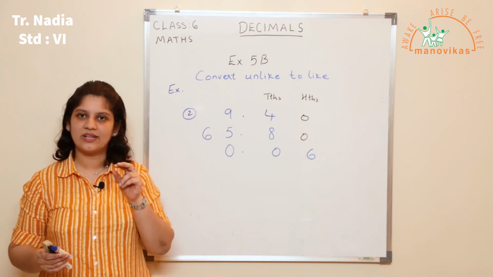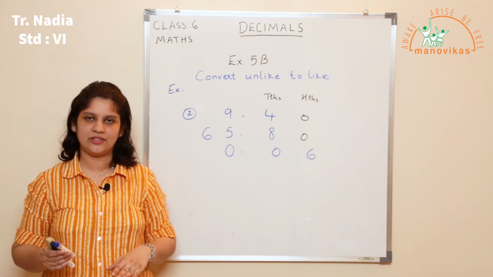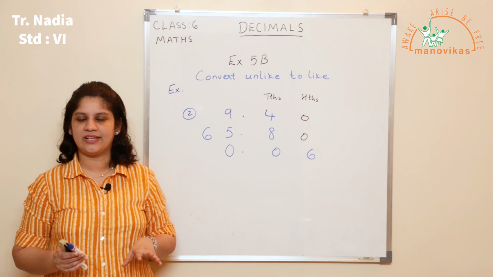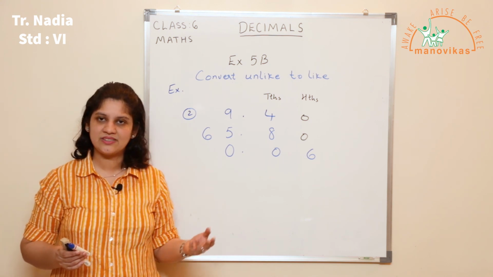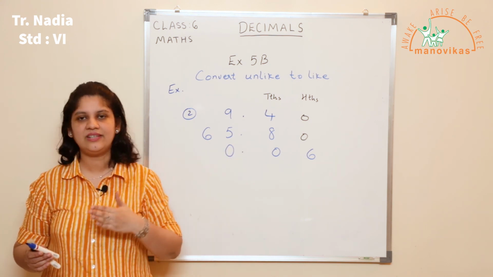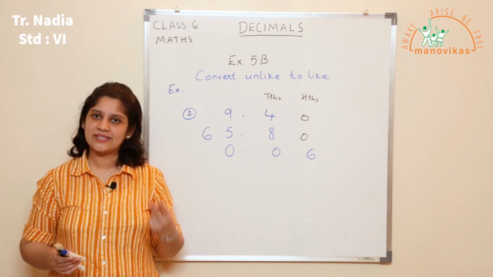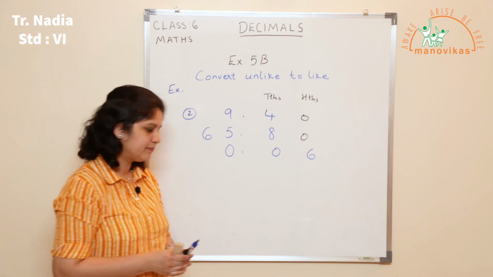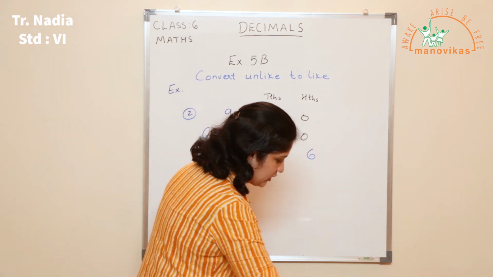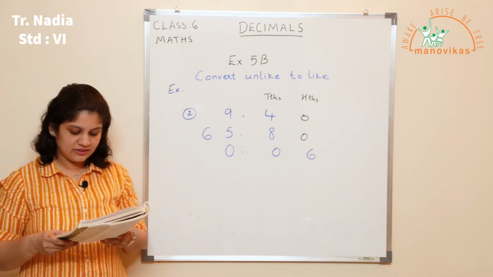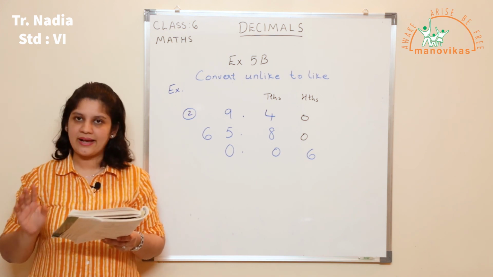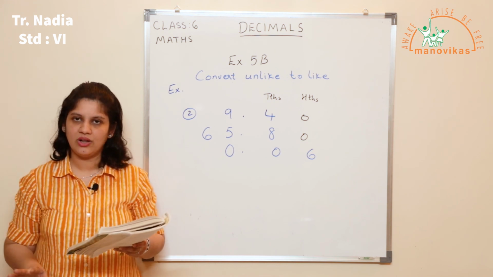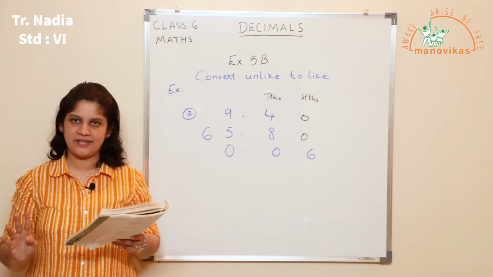So always see what is the maximum number of decimal places in your question and try to make all the numbers with the same number of decimal places. If the maximum is 3 decimal places, make every one with 3 decimal places. If the maximum is 2 decimal places, make every one with 2 decimal places. So this is how we are going to solve question 1. Question 1, especially the third sum, if you all notice, the maximum number of decimal places over there is 2. So make sure that all the numbers have 2 decimal places only.